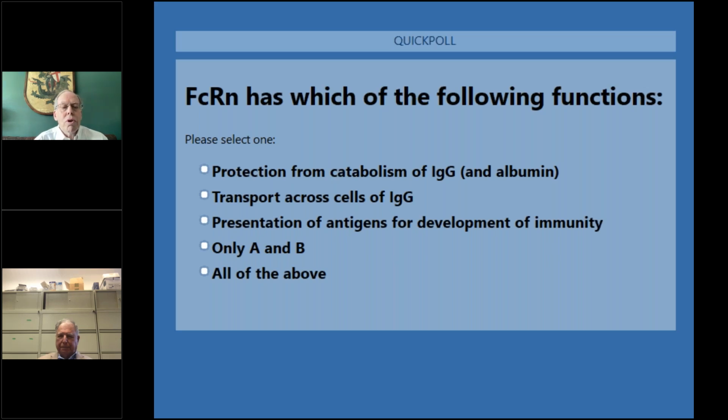Next polling question. FcRn, which is the subject of today's talk, or the neonatal Fc receptor, a misnomer, has which of the following functions? Protection from catabolism of IgG and albumin, transport across cells of IgG, presentation of antigens for development of immunity, only A and B, catabolism and transport, or all of the above. Please select one of these 5 options.